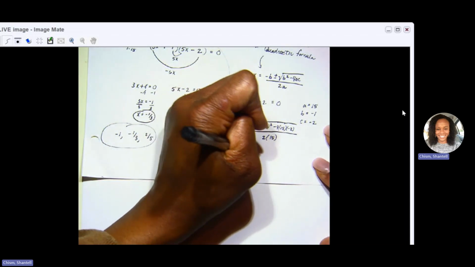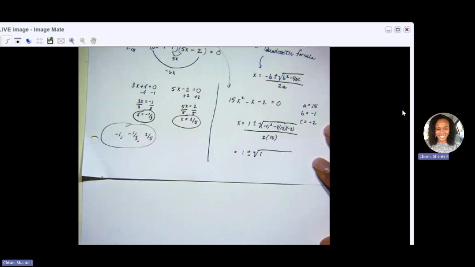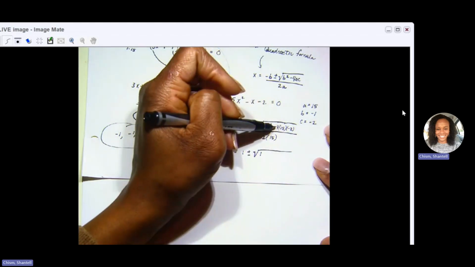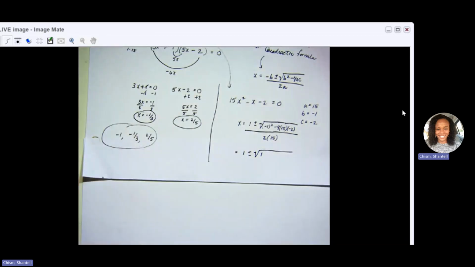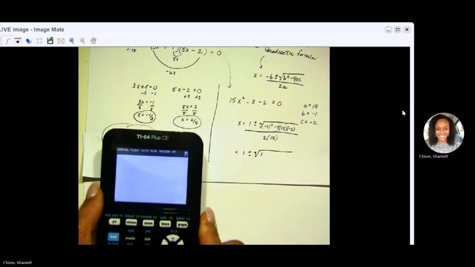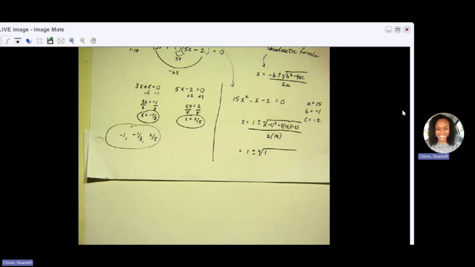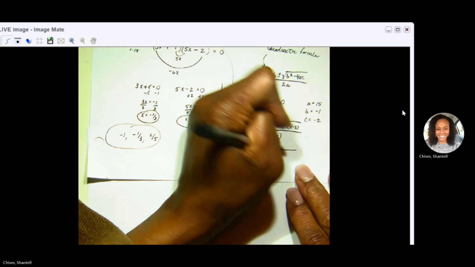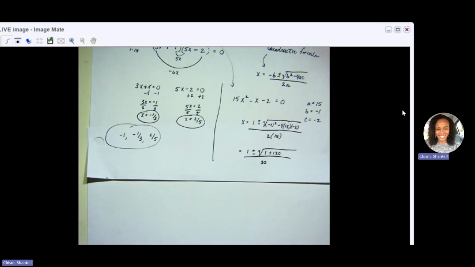So I've got 1 plus or minus the square root of negative 1 squared, which is 1. Okay. This is negative 4 times 15 times negative 2. So I'm going to put that in my calculator. Just take the sign with the 4 and put it right in as you see it. So it's going to be a positive 120, okay? So 1 plus 120, and then we have over 30, 2 times 15, okay?